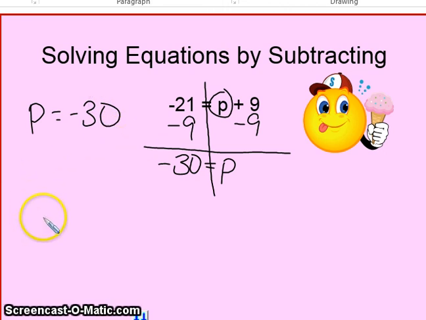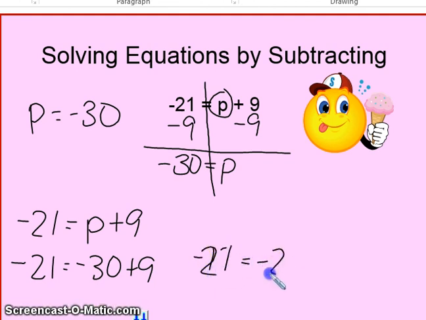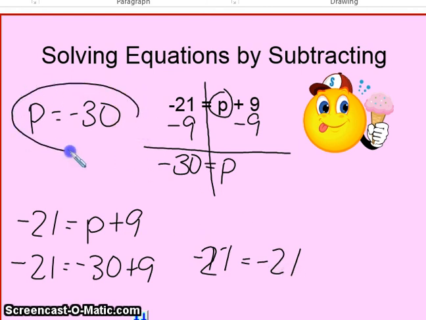I can check it and make sure it's correct by plugging negative 30 into my original equation, which was negative 21 equals p plus 9. So here p equals negative 30. Oops, that gives me negative 21 equals negative 21, which is a true statement. So my solution here is p equals negative 30.